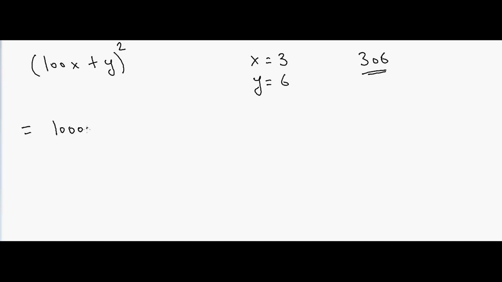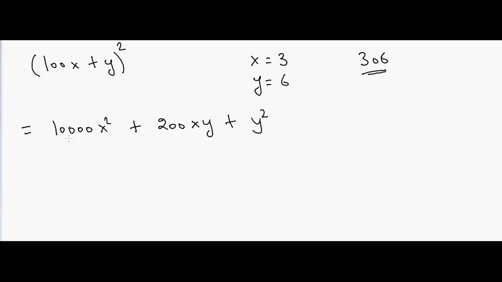Any three digit number can be written in the following form: 100x plus y. So if x is equal to 3 and y is equal to 6, then it will be 306, right? Now if I need to square this number, it will be equal to 10,000x square plus 200xy plus y square.